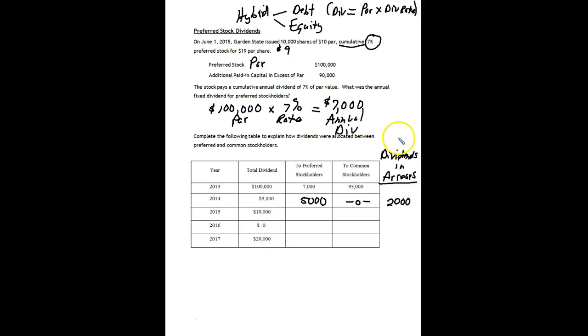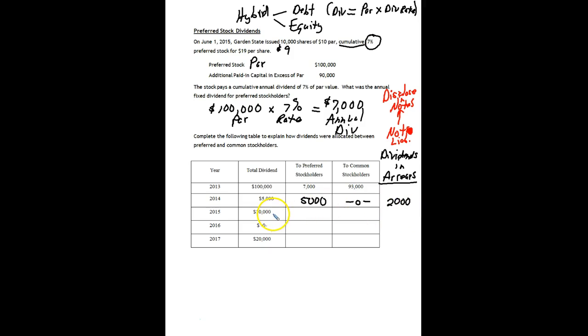Now this is not a legal liability, right? Dividends are not a liability until they are declared. So what the accountant will do then is merely disclose dividends in arrears in the notes to the financial statements. We want the reader of the financial statements to know about the dividends in arrears, but it's not a legal liability, so we don't make a journal entry for the $2,000.